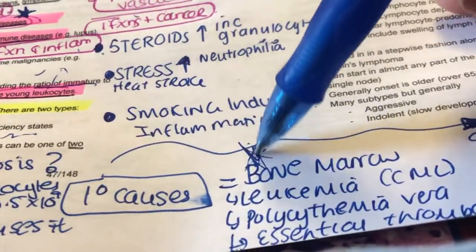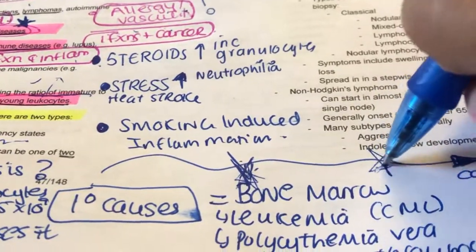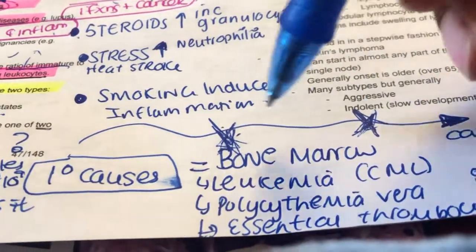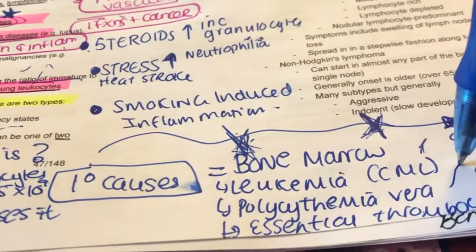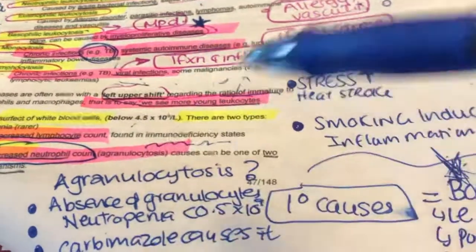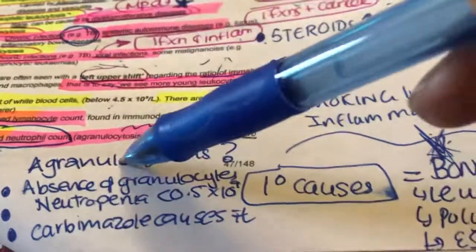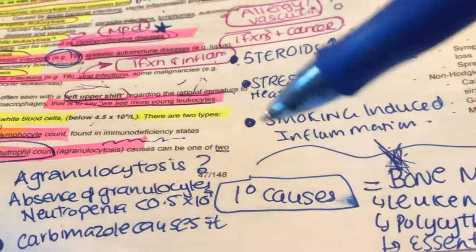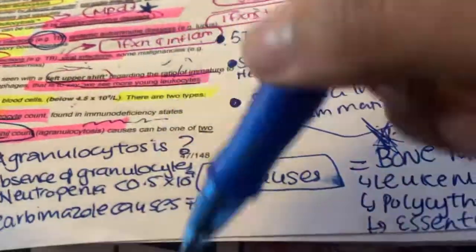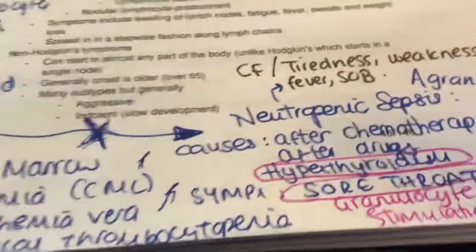Neutrophils, remember, these leukocytes are produced in the bone marrow. So the number one problematic location can be the bone marrow itself. The kinds of diseases found here are leukemia, chronic myeloid leukemia, polycythemia vera, and essential thrombocythemia. Now, what are the clinical aspects of agranulocytosis? Agranulocytosis, by the way, is less than 0.5 times 10 to the power of 9. Carbimazole is what causes the agranulocytosis.